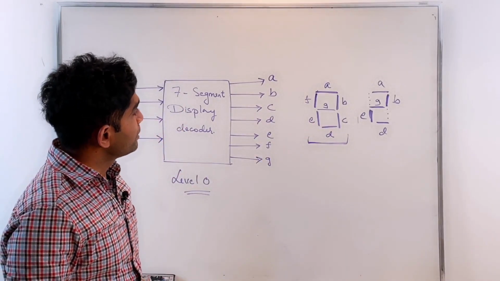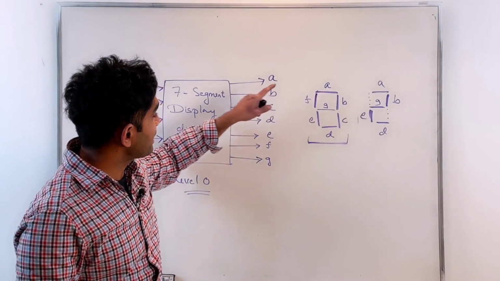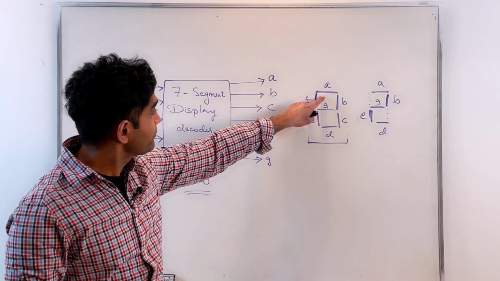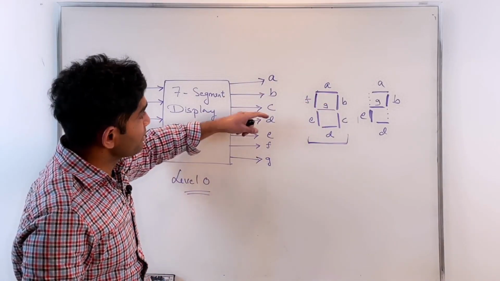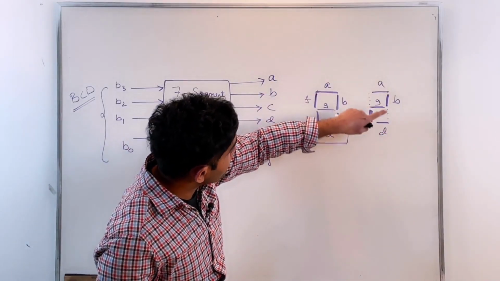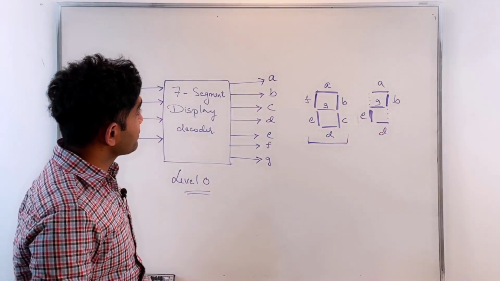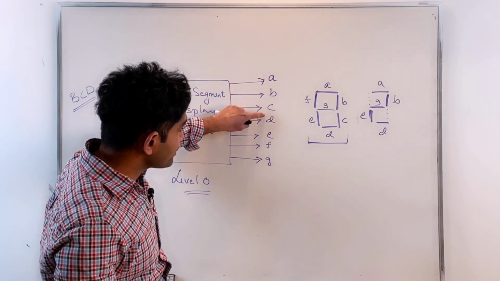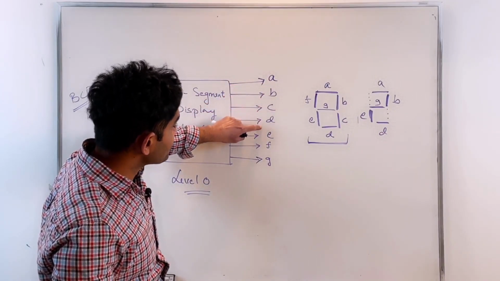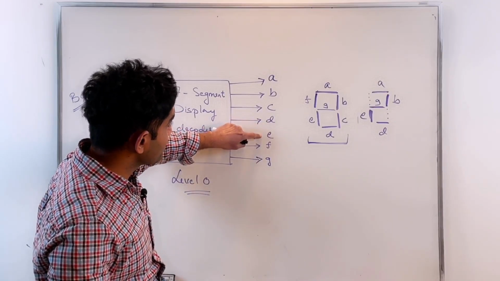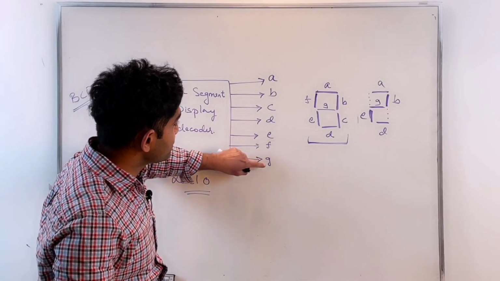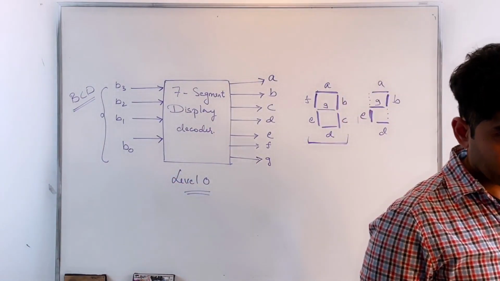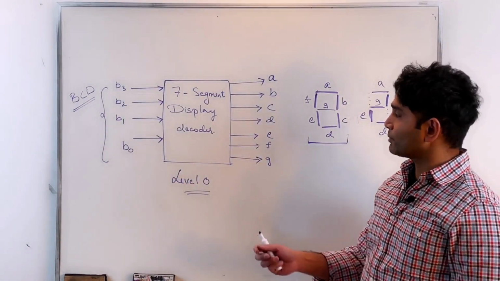So if I want to light up A, I need to provide a value of 1 on A so that it is lighted up, right? And likewise, if I want to display the number 2, that means A has to be a 1, B has to be a 1, C has to be a 0, D has to be a 0, E has to be a 1, F should be a 0, G has to be a 1. That's how your outputs are determined, based on what you apply.